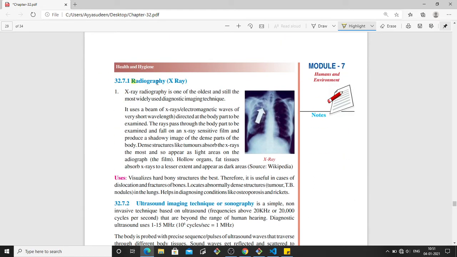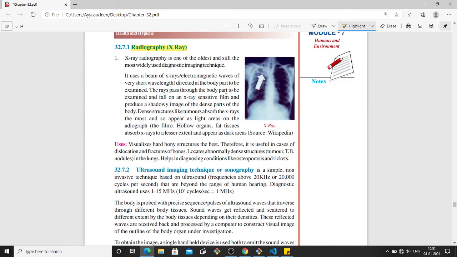The first one is X-ray. You might have heard about X-ray. That is radiography. What happens is that a beam of X-rays, or electromagnetic waves of very short wavelength, is passed through the body, and then it falls on the X-ray sensitive film and produces a shadow image of the dense part of the body. If it is a tumor, then it absorbs the X-rays and appears as a light area in the film.